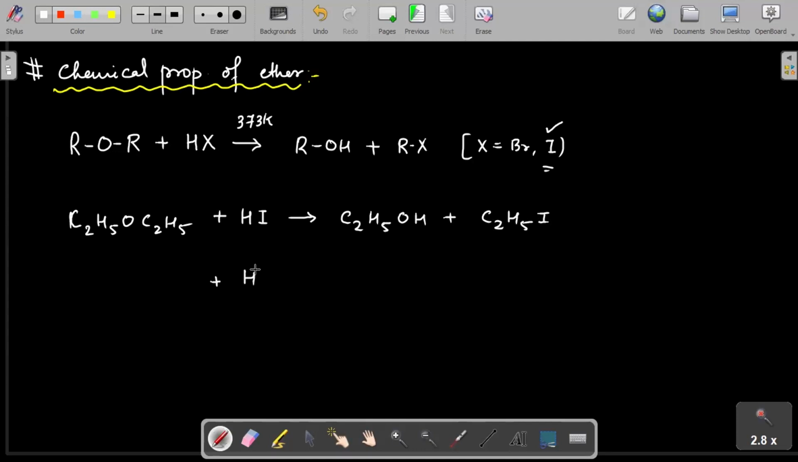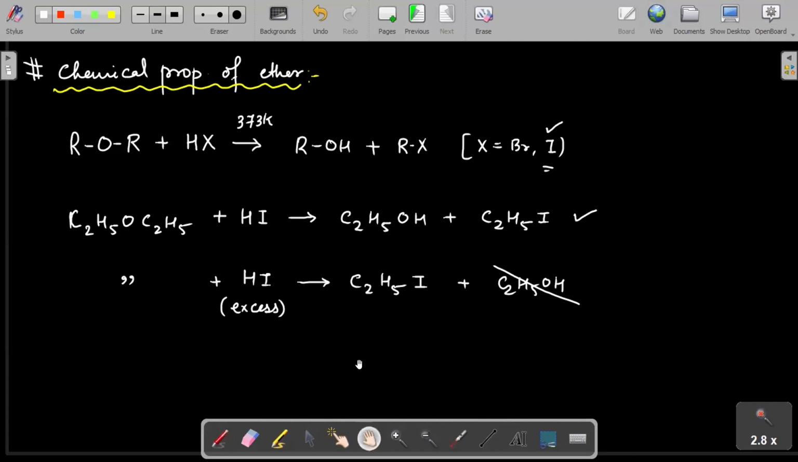Suppose I use HI, same reaction, but if HI is in excess, then what will happen? The reaction will go to completion with the major product of iodide. Ethyl iodide will be the major product. In fact, we will not get alcohol. C2H5OH will not be obtained. So we have to remember, if the question says HI limited, or if nothing is written, then this is the reaction. But if it is in excess of HI, then we'll get the ethyl iodide as a major product.